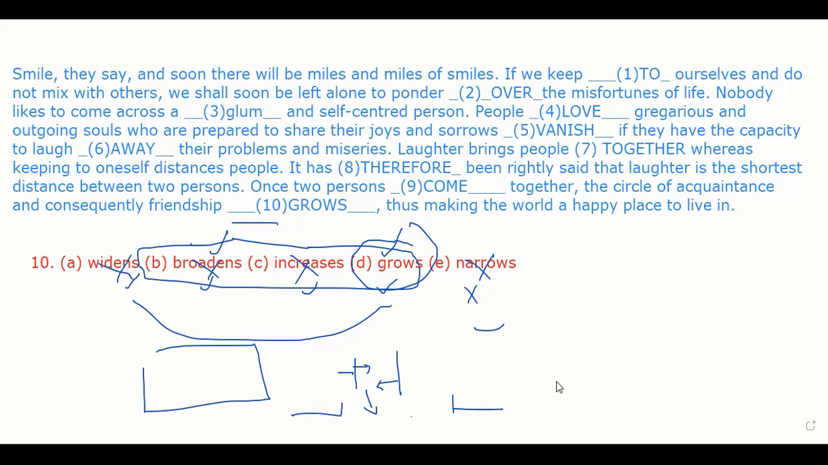I'll tell you, in this context, why we should use come and not get. Once two persons come together, before they get along, they have to meet and come together, right? If people are already together, then we can say get along. Two lines before that, they are saying laughter brings people together, whereas keeping to oneself distances people. So it has therefore been rightly said that laughter is the shortest distance between two persons. They explain the context: if they become together, it's good. So first they come together. So once two persons come together.